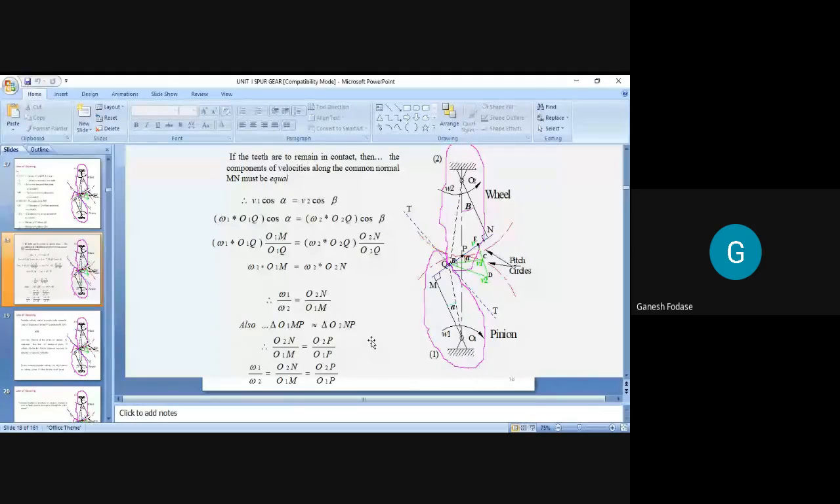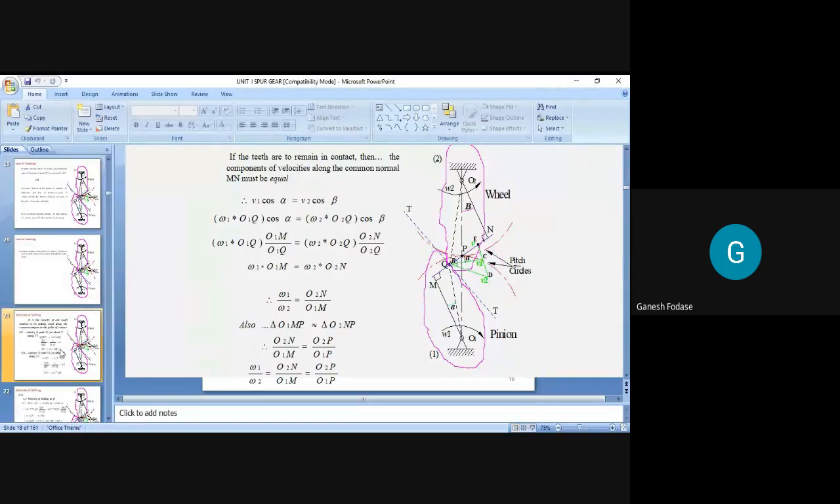What we discussed here: we consider two random profiles rotating with angular velocities omega 1 and omega 2 about centers O1 and O2. Then we consider the common normal, the common tangent, their velocities and the relative velocity along the common normal. We put in the values of v1, v2, and cos alpha, cos beta. We can prove that this angular velocity ratio remains constant. That is all about the law of gearing.